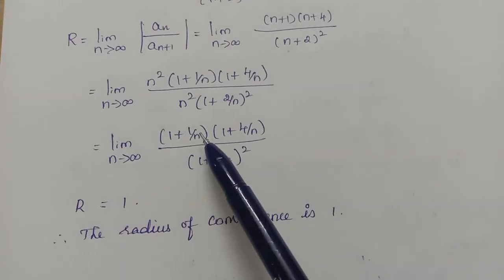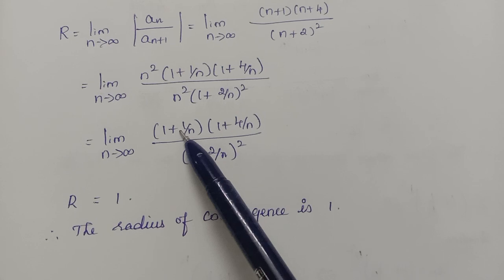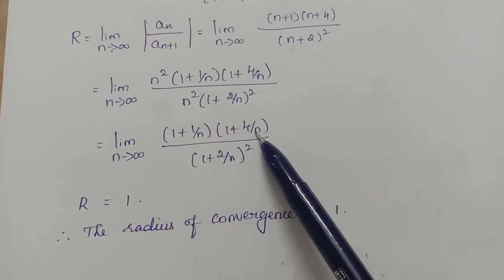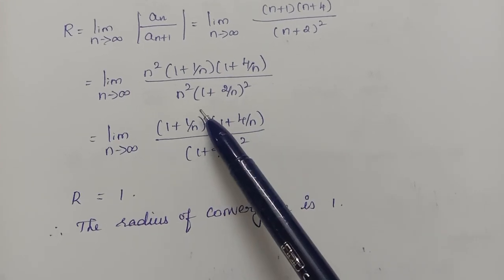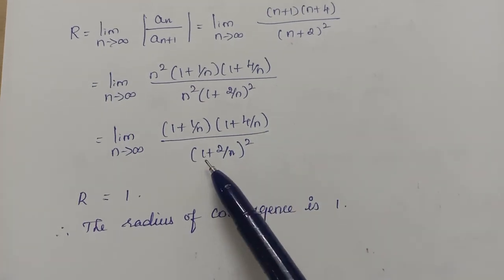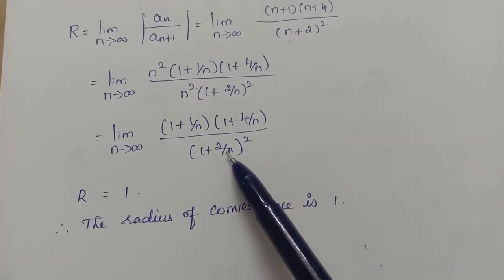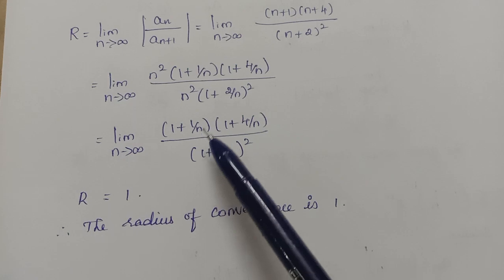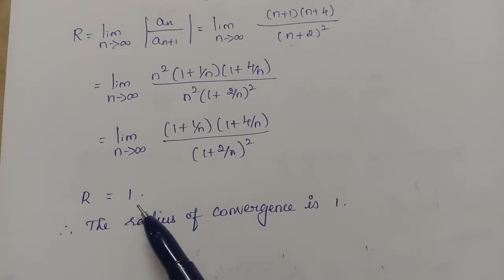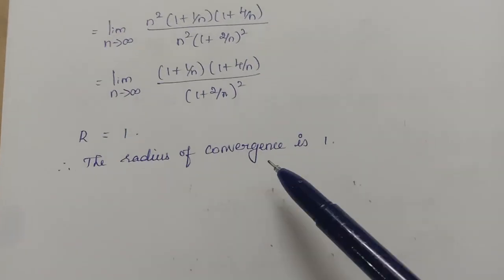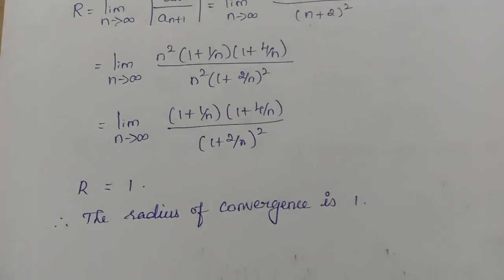When you substitute n tends to infinity, it will be (1 plus 0) into (1 plus 4 by infinity). So the numerator will be simply 1. Similarly, the denominator will also be equal to 1 because 1 plus 2 by infinity is 1 plus 0. So 1 by 1, it's simply 1. So the radius of convergence is 1. Okay, that's all. Thank you.